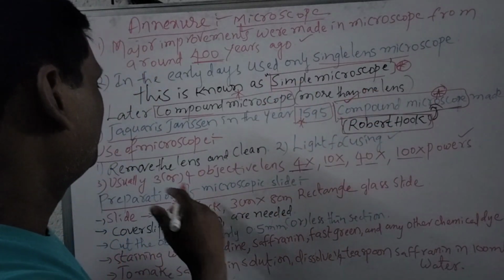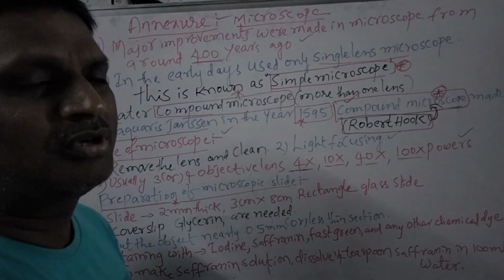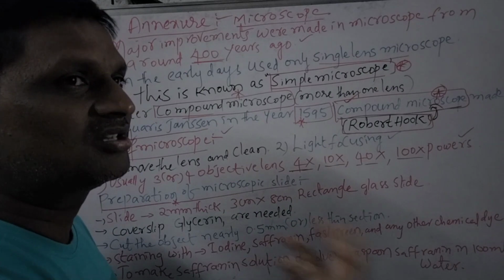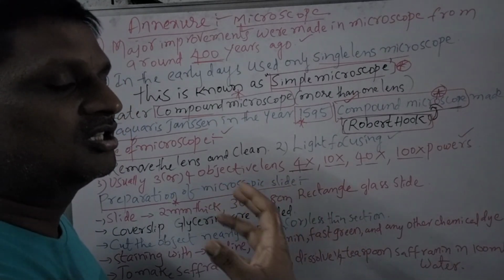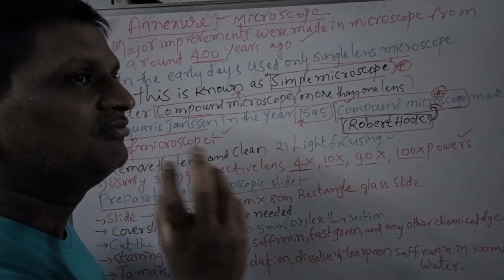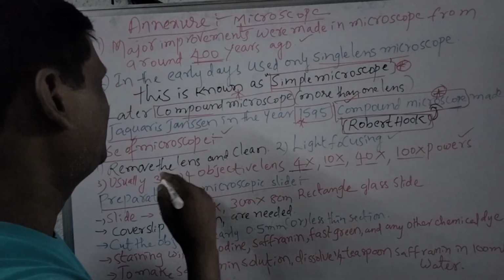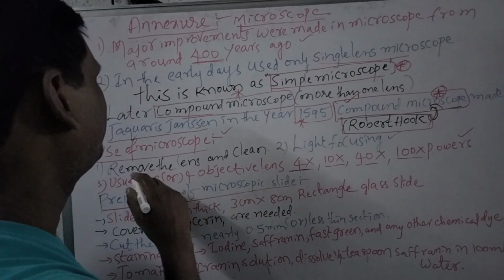Okay, that is about the use of the microscope. So how can we use the microscope? In 6th class science we studied the parts of the microscope and how to use it. But here we shall see some important points regarding the usage of the microscope.